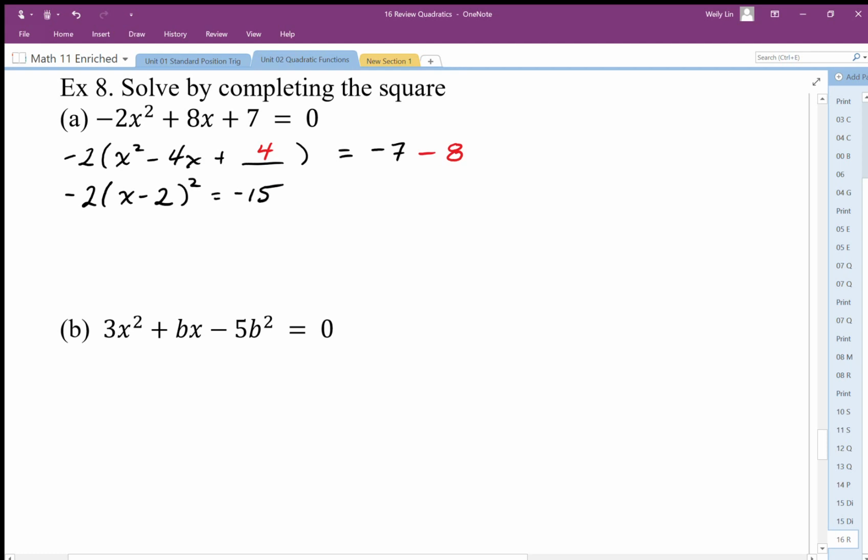Okay, and now I can just solve this algebraically because I can undo the times, I can undo the square, I can undo the minus. So first thing I'm going to do is divide both sides by negative 2. So I get positive 15 over 2. I'm going to undo the square with the square root. Now, anytime I undo squares with square roots, squares and square roots are not perfect opposites, so we have to remember that there's a plus minus involved here. And then solving for x, we get x equals 2 plus minus square root of 15 over 2. And that solution is good enough because that's actually in simplified form.